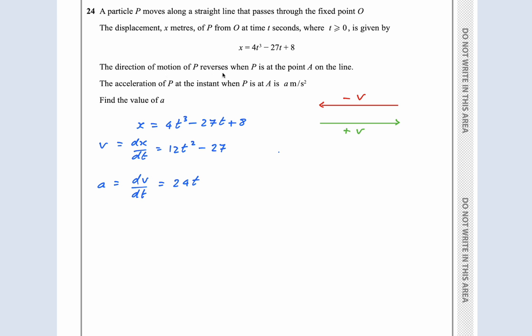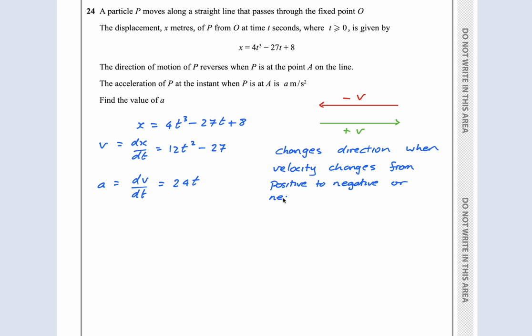The direction of motion reverses. That's just a fancy way of saying it changes direction. It changes direction when velocity changes from positive to negative, or negative to positive. Now we're not sure yet which one it's going to be, but we're going to find out.